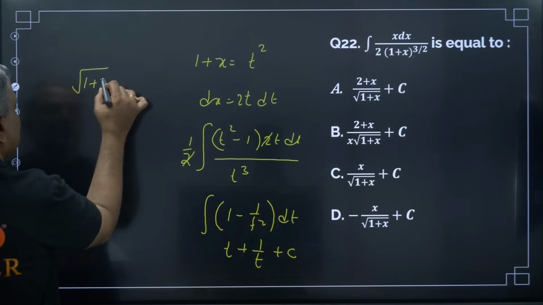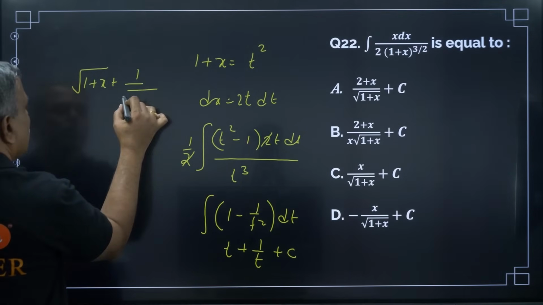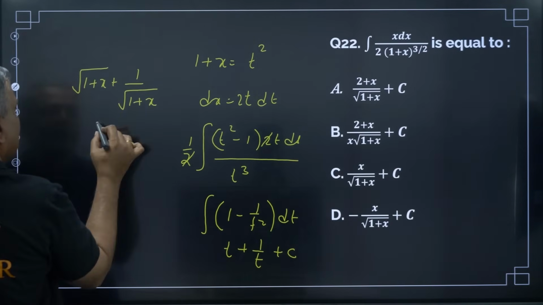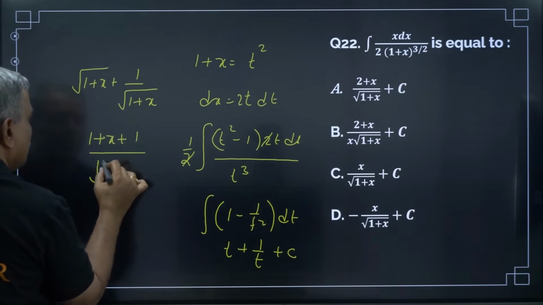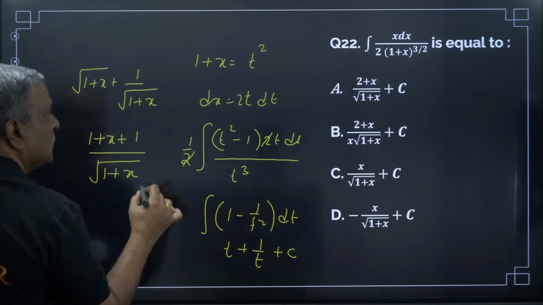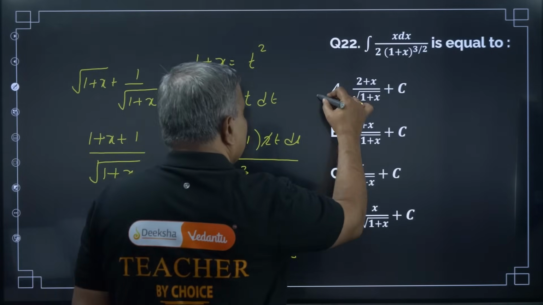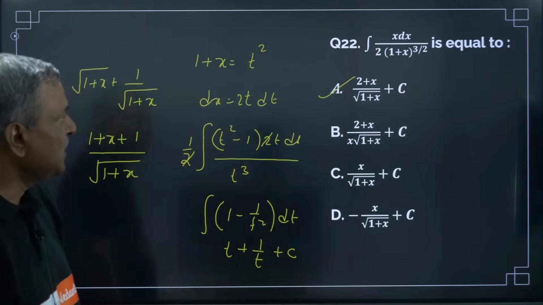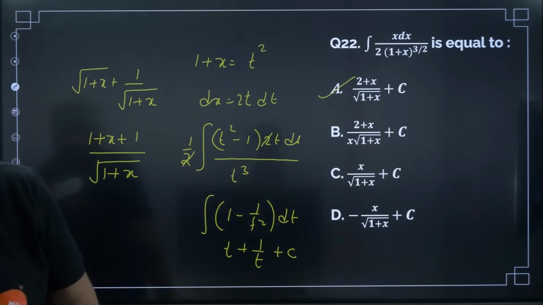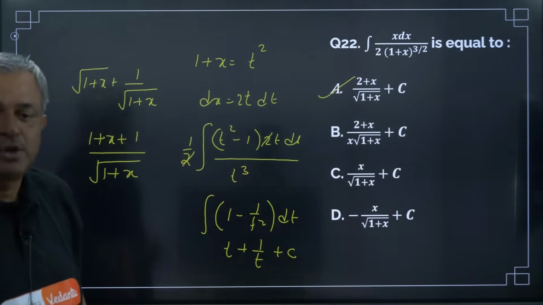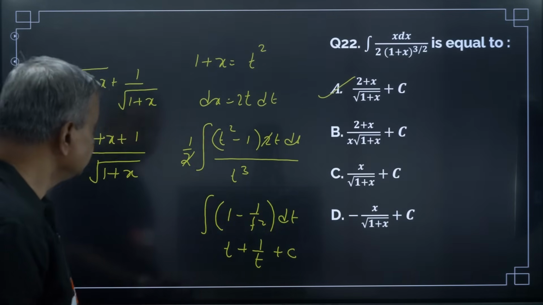Root over 1 plus x plus 1 by root 1 plus x. You get how much? Root 1 plus x plus 1 by root over 1 plus x. So x plus 2 by root 1 plus x. Option A is correct. Right?